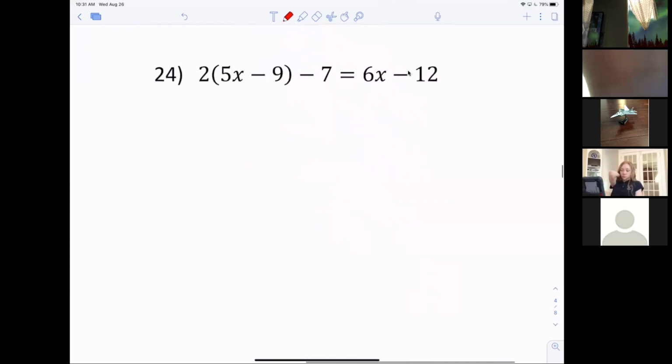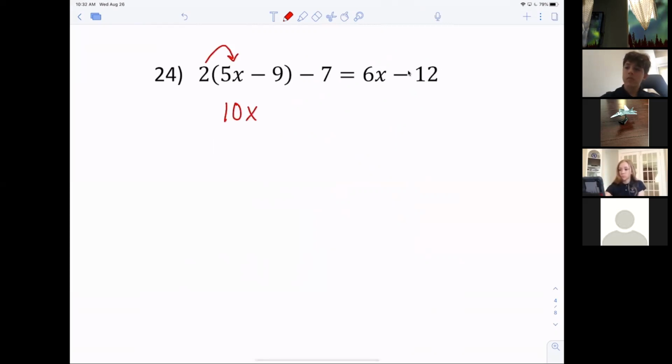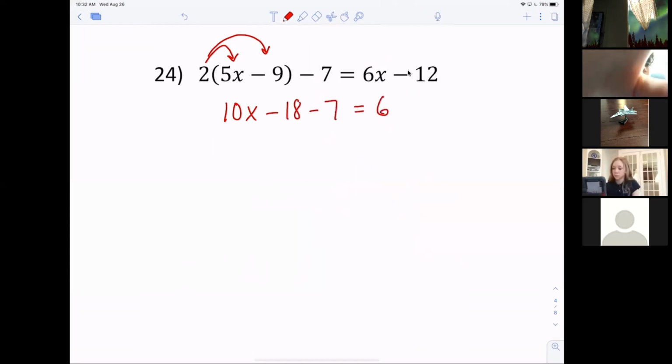All right, let's knock out 24. Here we go, guys. Distribute 2 times 5x. What is that? 10x. 2 times -9, or negative, -18 minus 7 equals 6x minus 12. All right, everybody good with that?